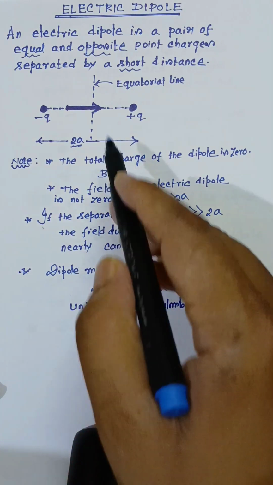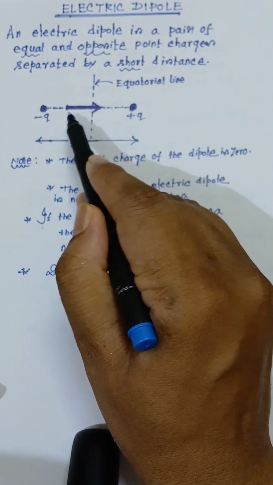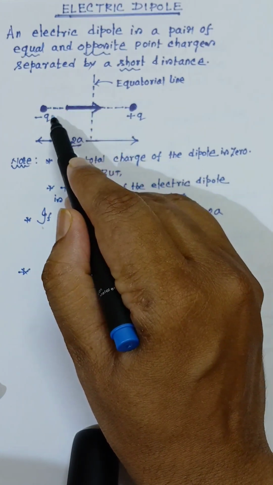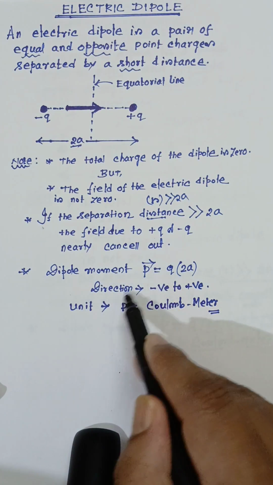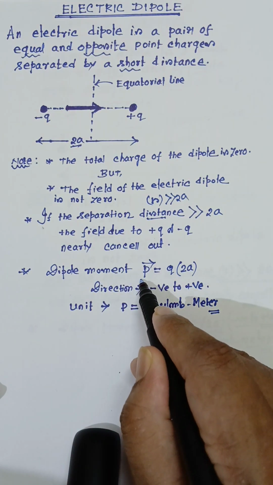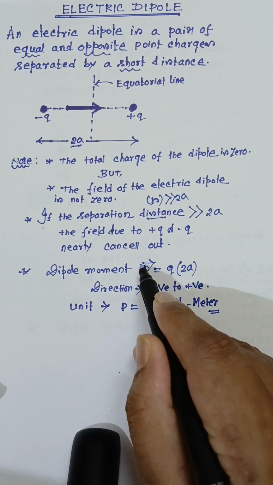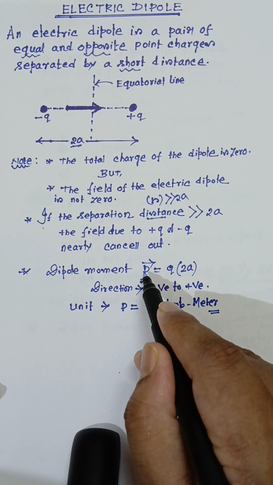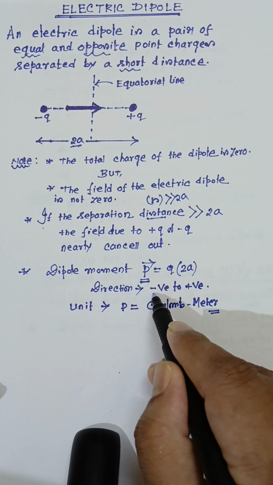Another concept is that here one arrow mark is given, and this direction is from minus q to plus q. This is the direction of the dipole moment. The dipole moment is expressed in terms of p, and it is a vector quantity. That means it has a direction. That direction is from minus to plus.